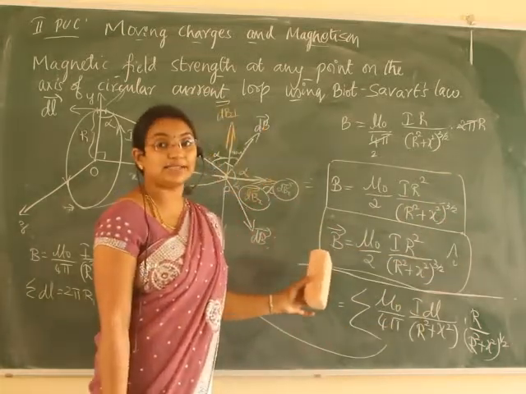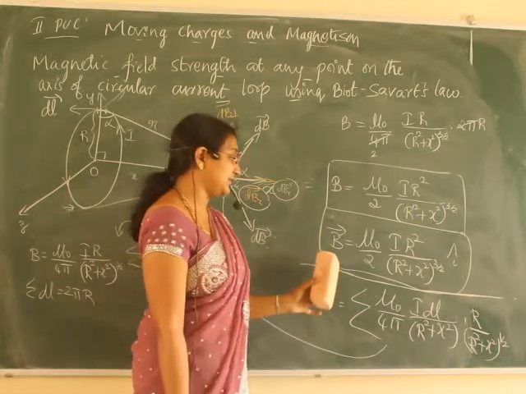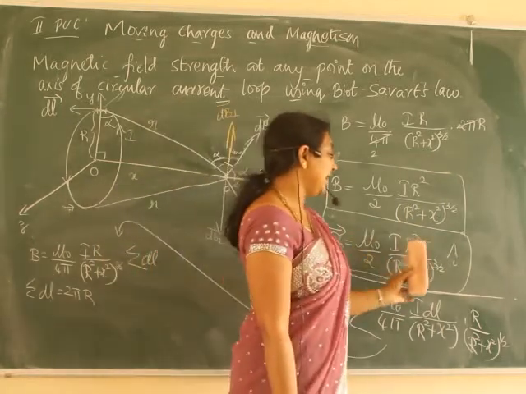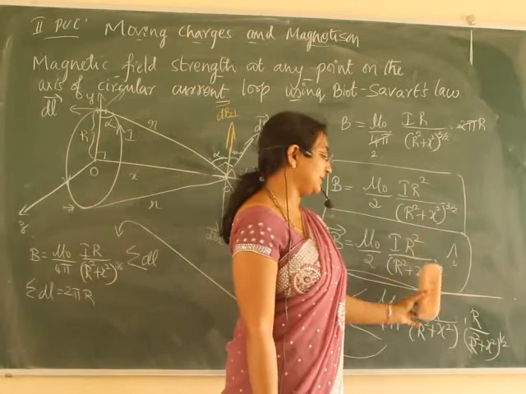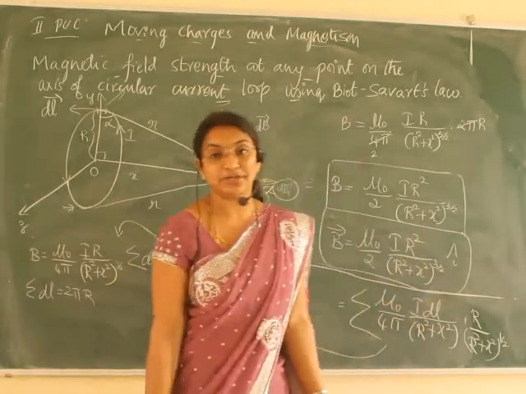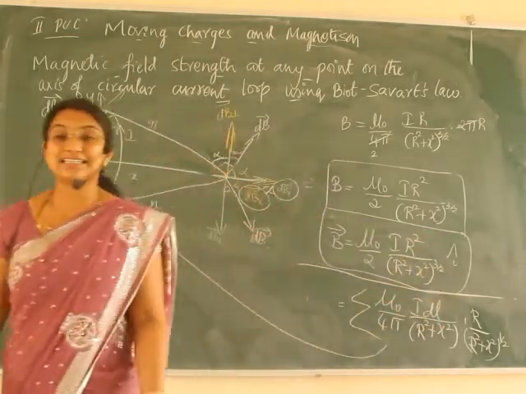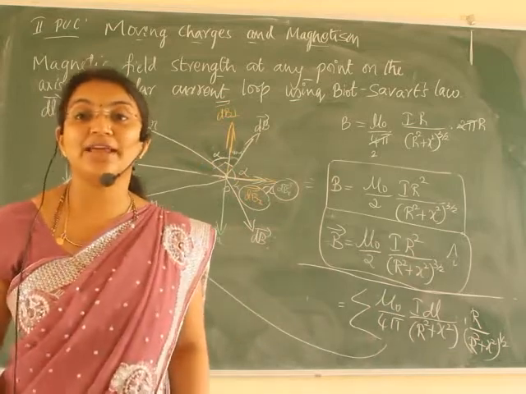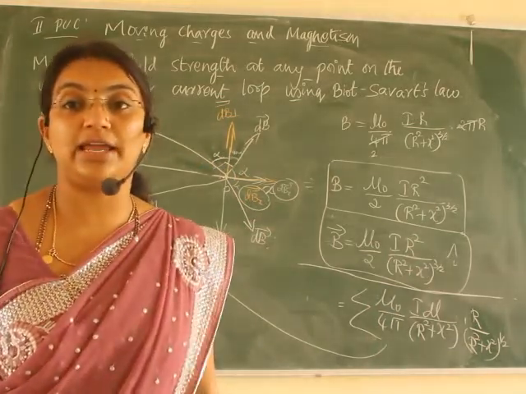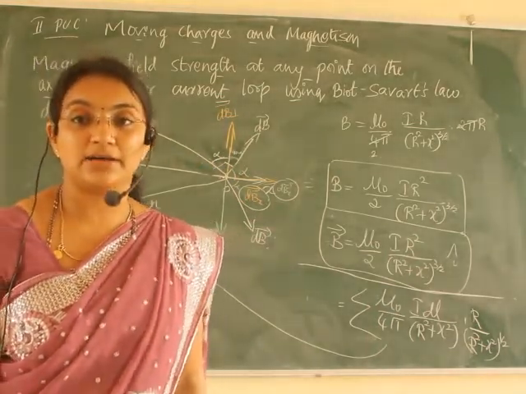In terms of vector, if we want to write, then B vector is equal to mu naught by 2 I r square divided by (r square plus x square) to the power 3 by 2 into I cap. This derivation is very important for 5 marks.